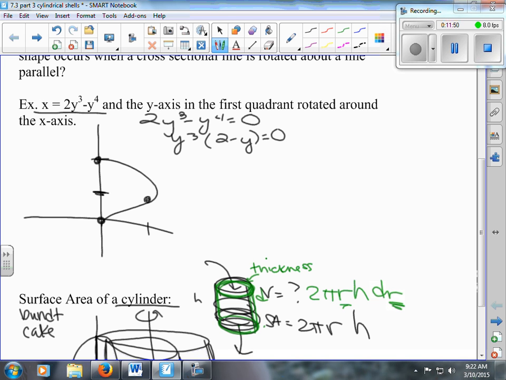I know that the only intercepts of the y-axis are 0 and 2, right? Because I solved that. This is it. It doesn't cross any other time. And I know that in the middle, I get to the right somewhere. So I know I should have an area like this.